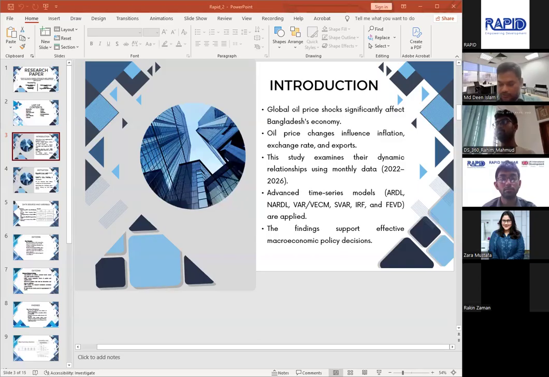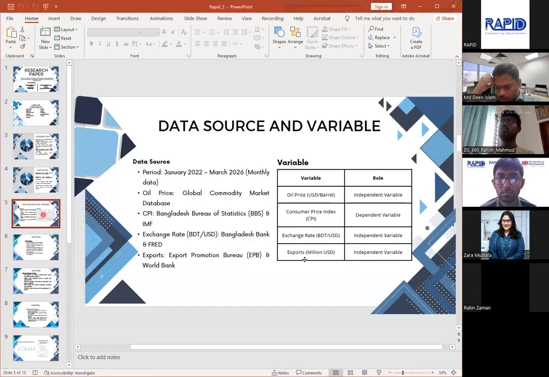Then you actually identified that you classified three variables as independent variables and one as a dependent variable. Consumer price, you said, independent variable. Sorry, dependent variable, and the other, sorry, you identified two dependent variables and two independent variables, right?